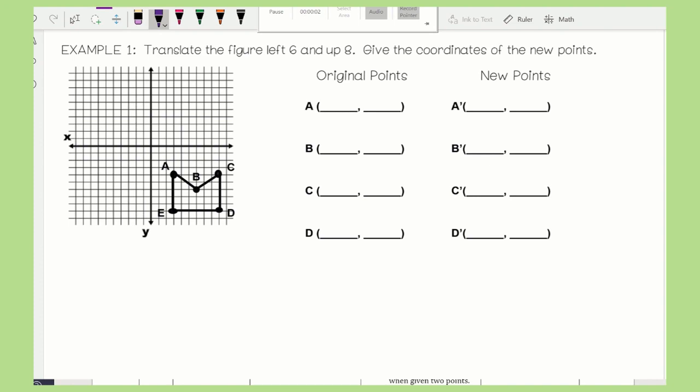Here's our example for translations. It says that we need to translate the figure left 6 and up 8. So remember, right and left tell me what's going to happen to the x. And if I want to write a rule for this, I have (x, y), and then I say what it becomes. So left 6 means I'm going to subtract 6 from the x. Up 8 means I'm going to add 8 to the y.